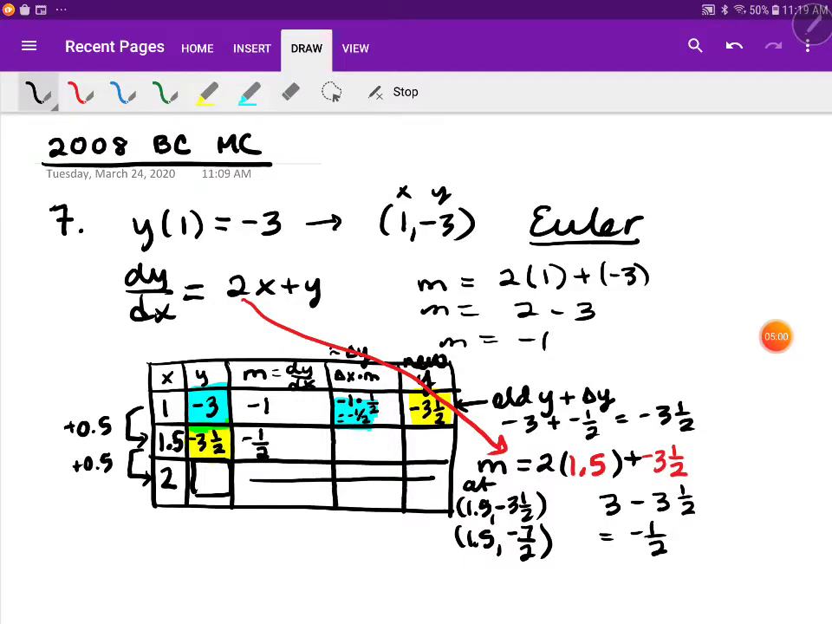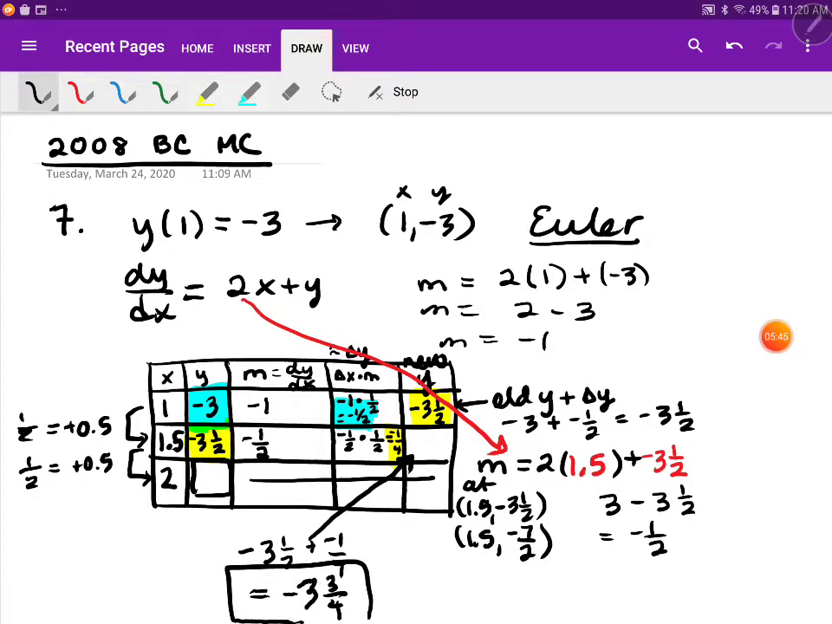And then you take the slope, which is negative a half, and you multiply it by delta x. Delta x is 1/2. I'll write that in the front for my delta x. Okay, so my delta x is 1/2. That's the step size. And that would be negative 1/4. And then you're going to put the negative 1/4, and add it to the other yellow I have, which is negative 3.5. So this square right here would be negative 3.5 plus negative 1/4. So that's negative 3 3/4.